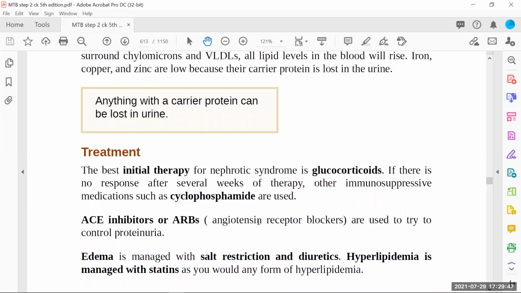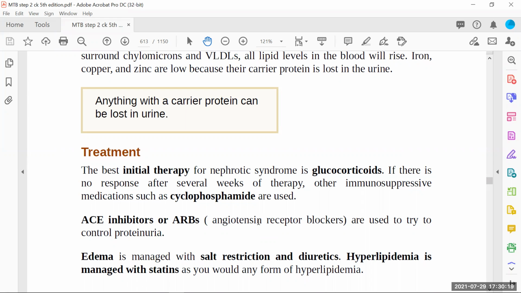Now, treatment. What are you going to give to your patient who presents with this massive proteinuria? We will give them glucocorticoids. If there is no response after several weeks of therapy, then we can go for other immunosuppressive medication. So first we will give glucocorticoid. What will they do? They will have an anti-inflammatory action. They will help the glomerulus to heal. But of course, whatever damage is there cannot be reversed. And we can give immunosuppressives that can decrease the progression of the disease.